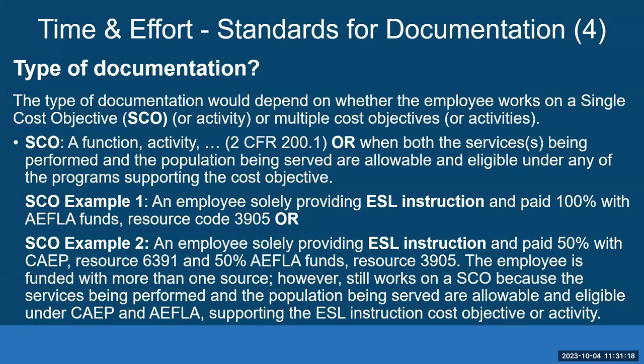Example two is when employees are paid with more than one funding source. We have an employee who solely, again, provides ESL instruction. Basically, the employee is doing the same function as in example one. But in this case, the employee is paid 50% with AEFLA and 50% with CAPE. Still, the employee works on a single cost objective because the service being performed and the population being served, English language learners, are allowable and eligible under CAPE and AEFLA, supporting the ESL instruction cost objective or activity. So again, the factor is what the employee does compared to how the employee is being paid.